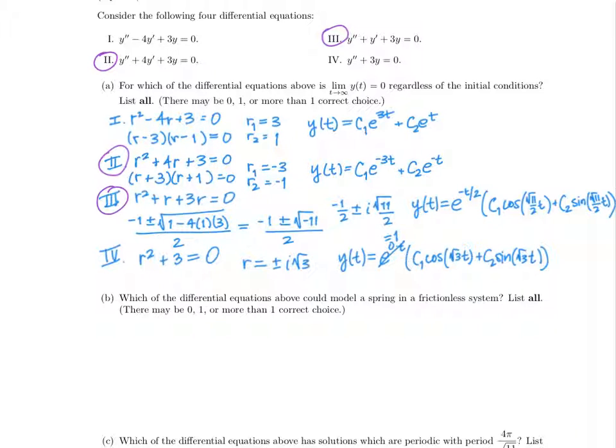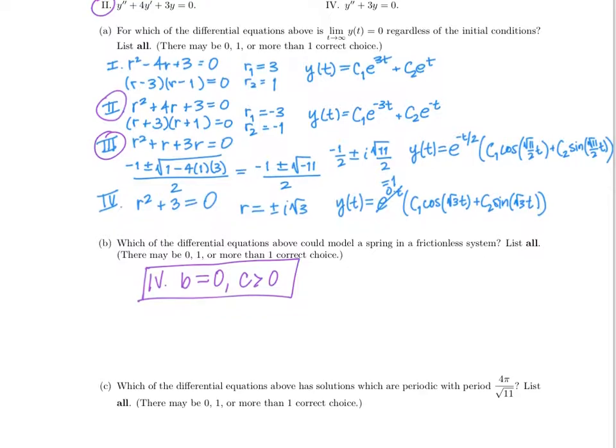And so if we're looking at which of the differential equations above could model a spring in a frictionless system, well, 1, disqualified, negative coefficient on y prime. 2, disqualified, positive coefficient on y prime. 3, disqualified, positive coefficient on y prime. 4, works for me, coefficient of 0 on y prime, but also positive coefficient on y. So option 4 is the only one that could possibly work here.